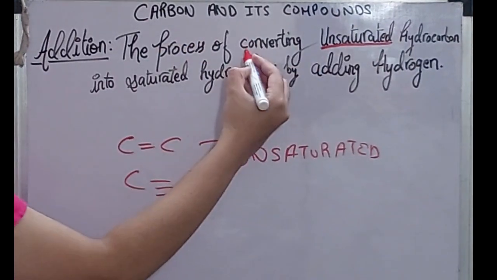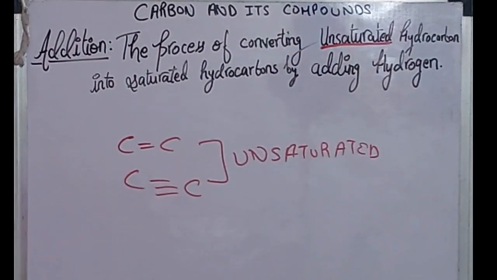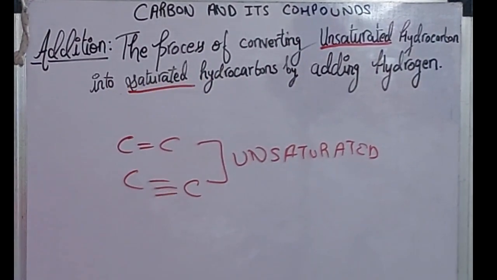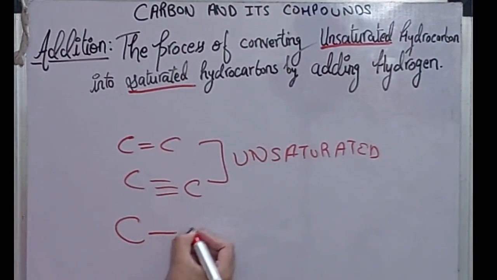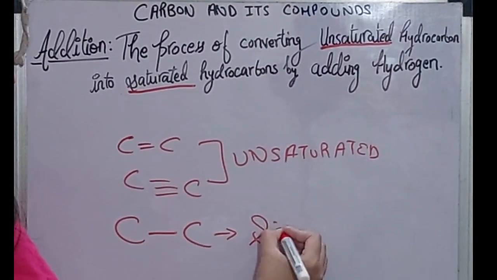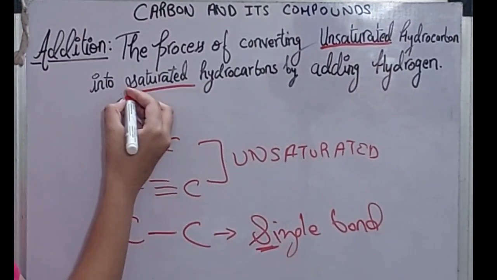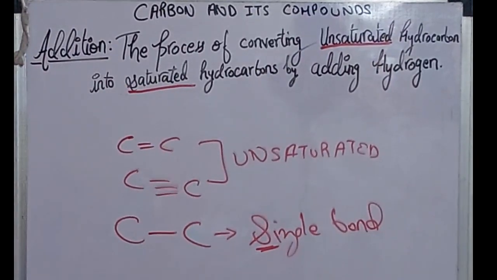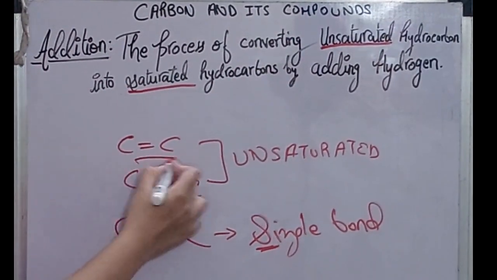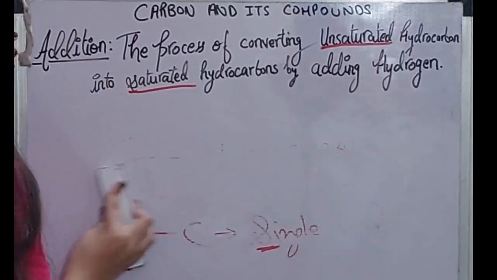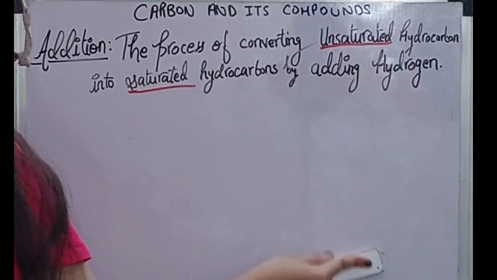So the process of converting unsaturated hydrocarbon into saturated hydrocarbon. Saturated means single bond. And I gave you a way to remember: single का S, saturated का S. So saturated means single bond, unsaturated means double or triple bond. ये clear है? This must be clear to you till now. If not, you need to watch the previous videos. I highly recommend you to watch.